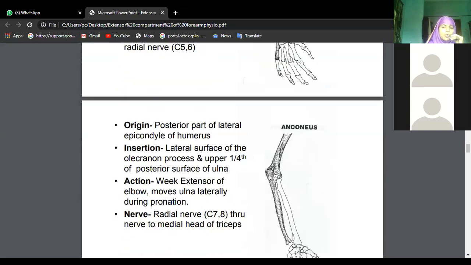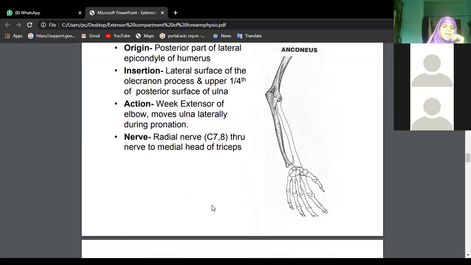Then we have anconeus, this one. Origin is the posterior part of the lateral epicondyle of the humerus, and it is inserted into the posterior surface of the olecranon process and the upper 1/4 of the posterior surface of the ulna. It is a weak extensor, and it moves the ulna during pronation. Radial nerve again.